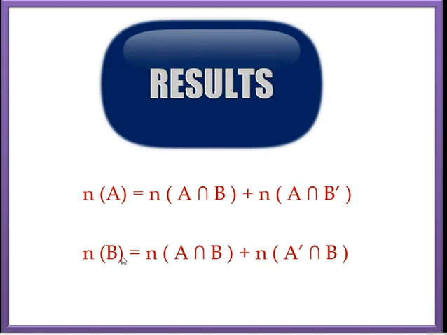Similarly, what will be n of B? It will be n of A intersection B plus n of A dash intersection B. That is, elements in B consist of two parts. Elements which are in A also, and elements which are exclusively in B, that is B but not A.